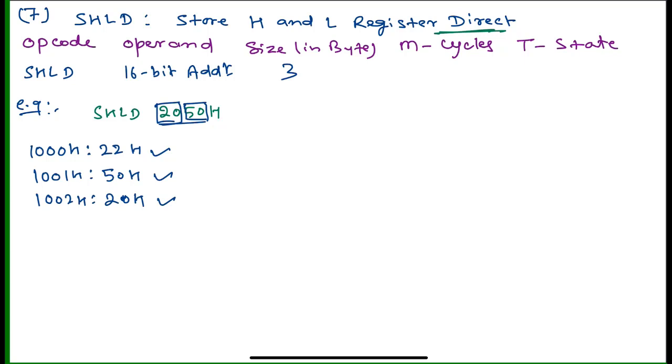Now we need to find out its machine cycles. Before finding the machine cycles, we must understand its functionality with clarity, so that we can find out the number of machine cycles and the corresponding T states in an easy way.